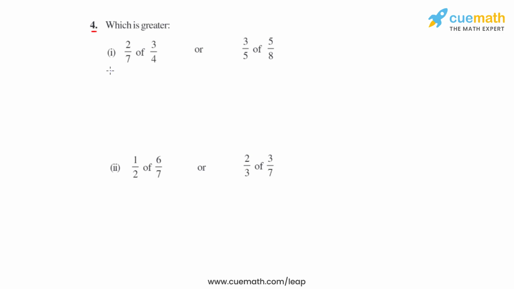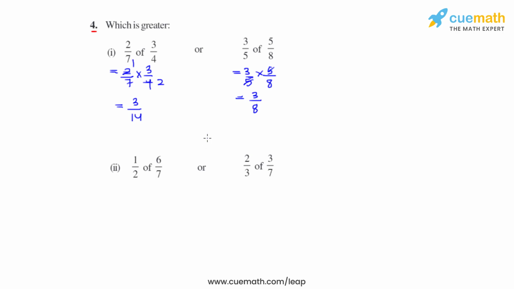So to start with, we have 2 over 7 of 3 over 4. We replace "of" with a multiplication sign. Now 2 1s are 2, 2 2s are 4. Now 3 times 1 is 3 and 7 times 2 is 14. Coming to the other part of it, we have 3 over 5 of 5 over 8, replacing "of" with a multiplication sign. We can cancel out 5 and 5 and we get the product as 3 over 8.